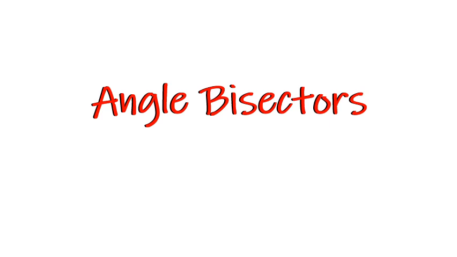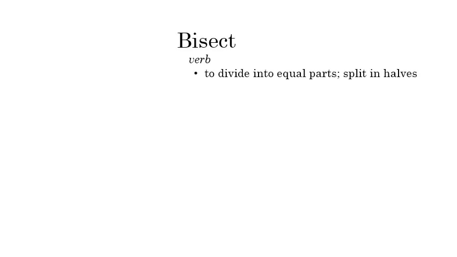Hey guys, in this video we're talking about angle bisectors. But before we get into angle bisectors, let's understand what that key word means. If you look this up in the dictionary, bisect means basically to divide into equal parts or to split in halves. And you'll see this a lot in geometry with segments and angles and even shapes. But in this case, we're talking about angles.